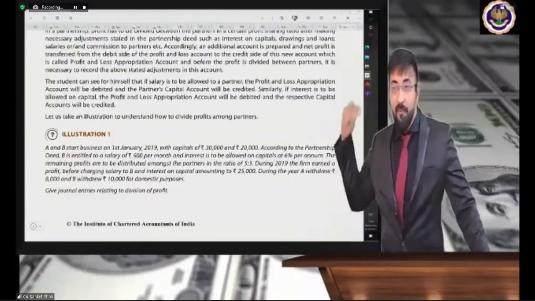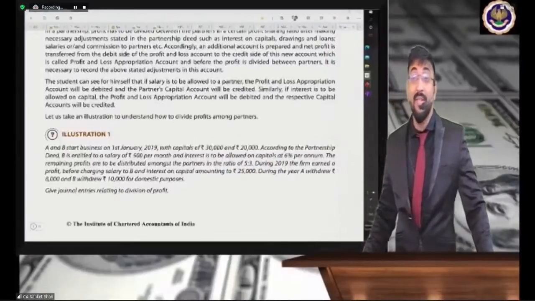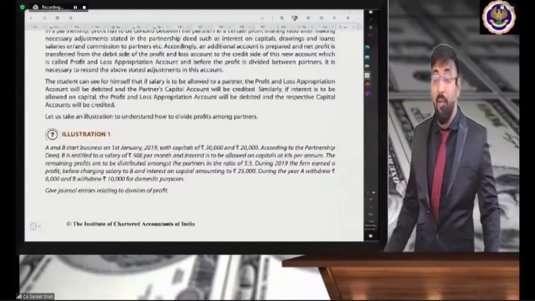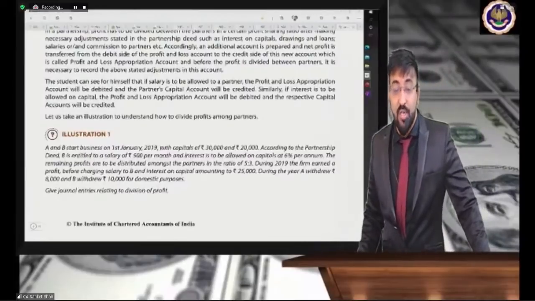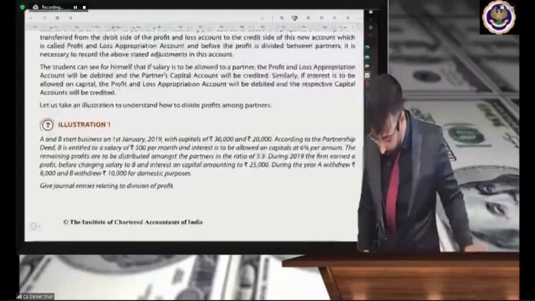Now think from the angle of Sanket sir: how Sanket sir solves an illustration. You are already aware of all these illustrations. So now it's my time to show how Sanket sir solves illustrations. So abhi samajh lete hain Sanket sir kaise solve karte hain all illustrations.